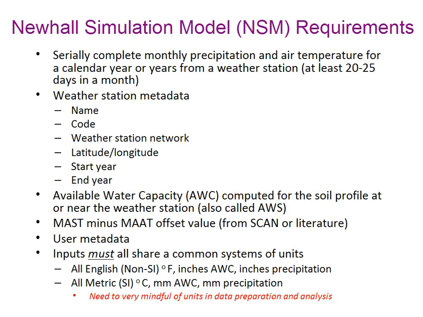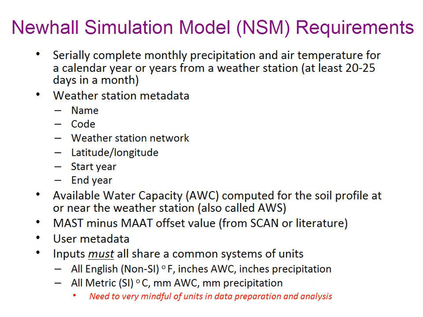We also need what we call the mean annual soil temperature minus mean annual air temperature offset value. And this is an important consideration because this is how the model estimates the mean annual soil temperature. It bases it right off the mean annual air temperature. We'll talk about this in the tutorial, but we can get this from the SCAN data or from the literature where others have done research. We also include user metadata.